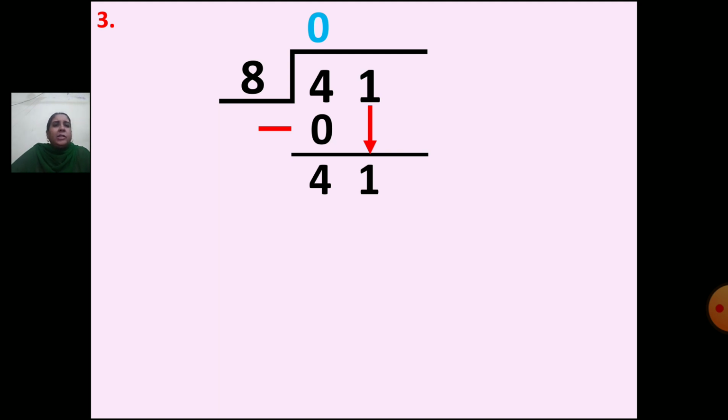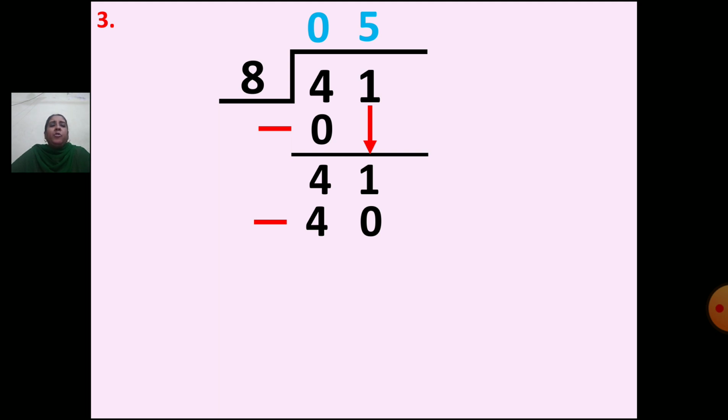Okay. 8 sixes are 48. You cannot take 48. So you have to take 8 fives are 40. Right. So what will you do? Up you will write 5. And down, what are you going to write? 40. Now you will put the sign of minus.